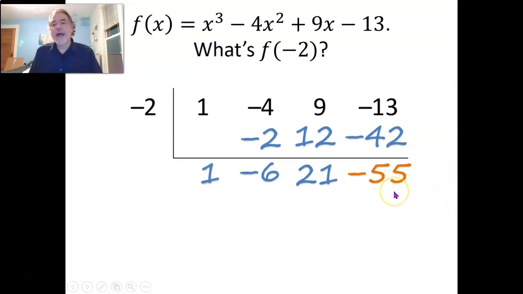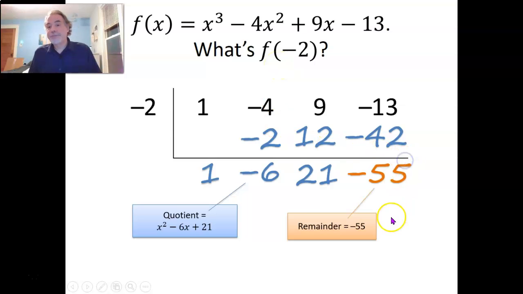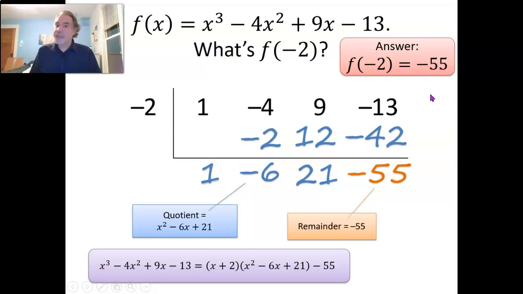So that's what we got for the remainder, negative 55. The quotient was 1x squared minus 6x plus 21. But we don't really need to know that if all we're interested in is what's f of negative 2. What we do care about is the remainder. That is f of negative 2. So the answer, f of negative 2 is negative 55. And the reason that works is because of the remainder theorem.